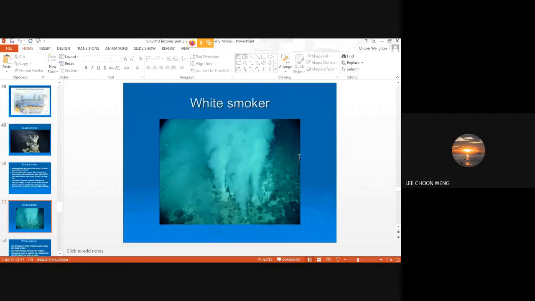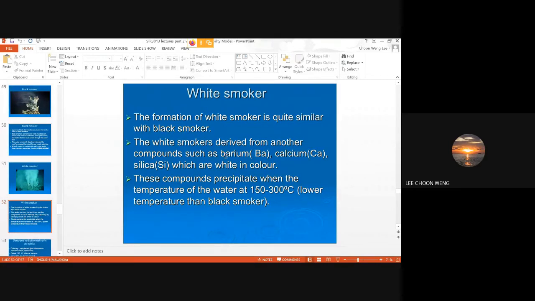We also have white smokers, and this is because of the chemicals such as barium, calcium, and silica. Okay, so this forms the white smoker. You also notice that the temperatures are lower than the black smoker. So these are the geological structures that you will find at a deep sea hydrothermal vent.